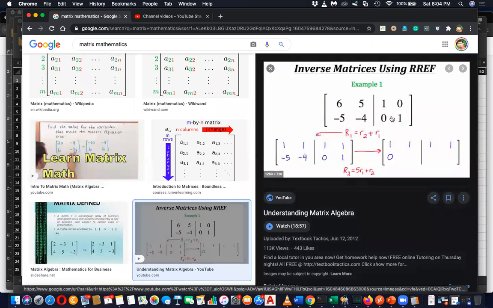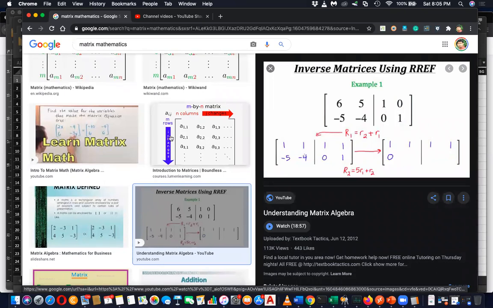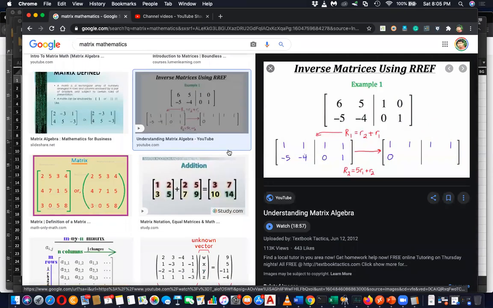Matrix, these kinds of things, yeah. 1, 0, likewise. So I'm going to draw a matrix here. This is a matrix. This is an m by n matrix. This is also a matrix. You can write it this way or this way.